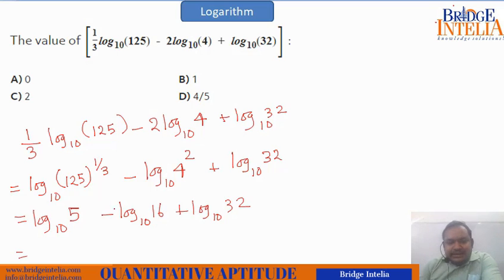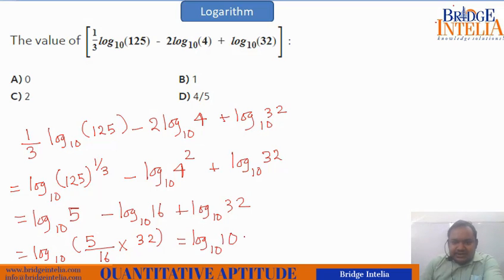So you can apply the product and division rule at the same time because it involves plus and minus both. So this can be written with base 10 kept common: 5 divided by 16. Why divided? Because here it is minus. So divided by 16 into 32. Why into? Because here it is plus. So this comes out to be log 10 to the base 10, which means the answer is 1.